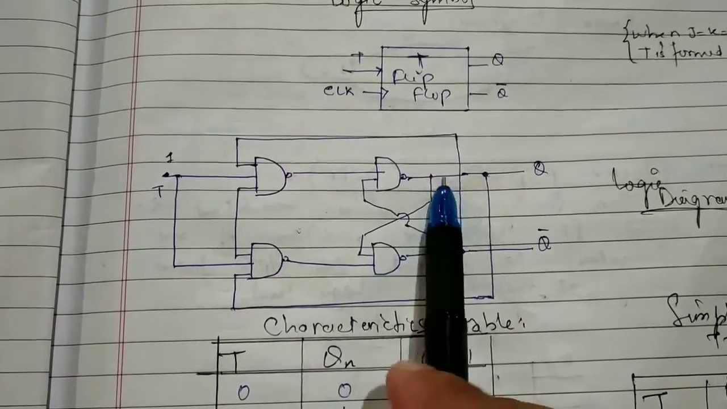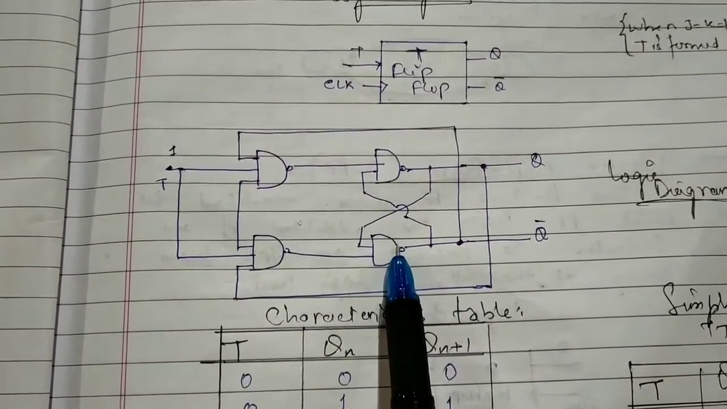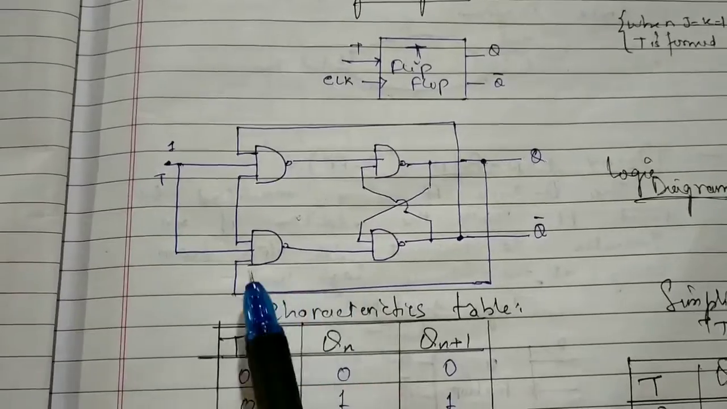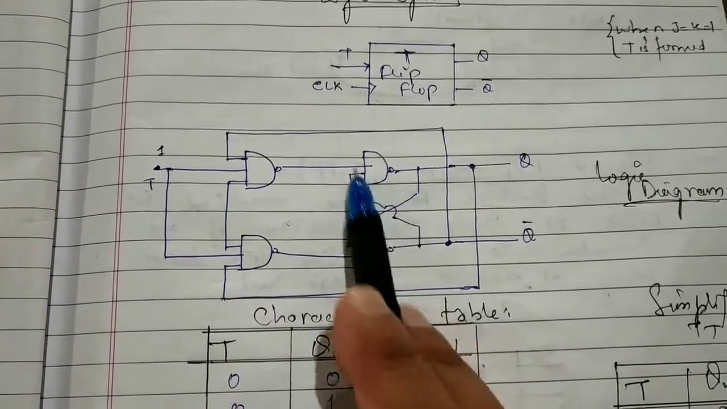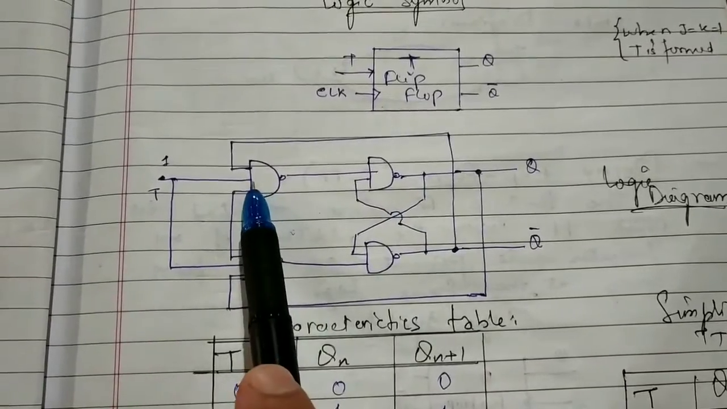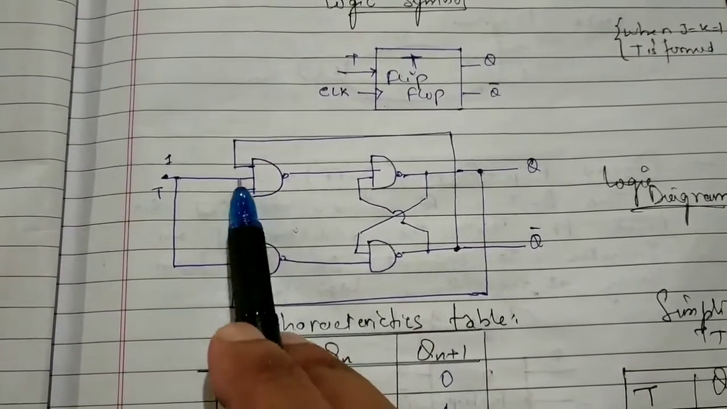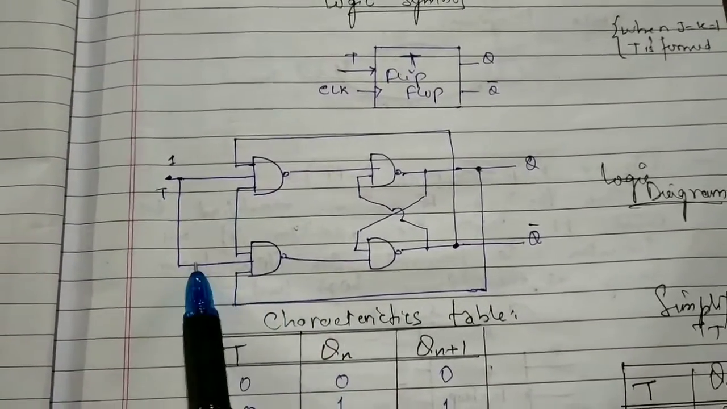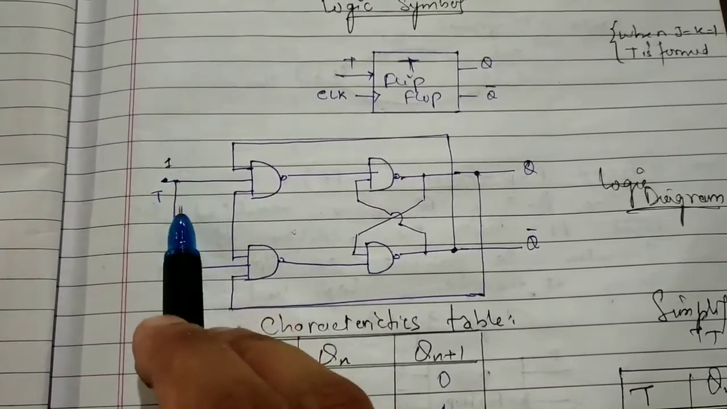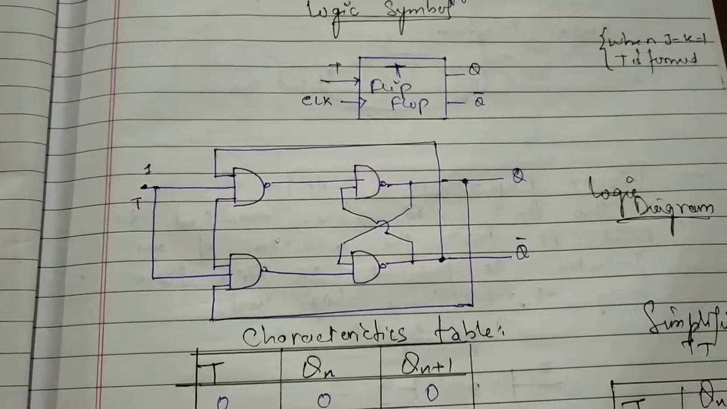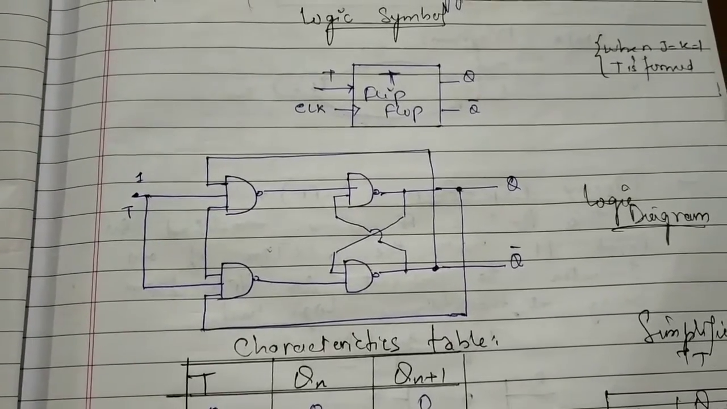Now let's move to the logic diagram. The logic diagram is similar to the JK flip-flop, having two 3-input NAND gates and a latch. But here, where in the JK flip-flop we had a J here and K here, J is equal to K is equal to 1, and it's set to 1, which is the only input in the toggle flip-flop, or the toggle input.